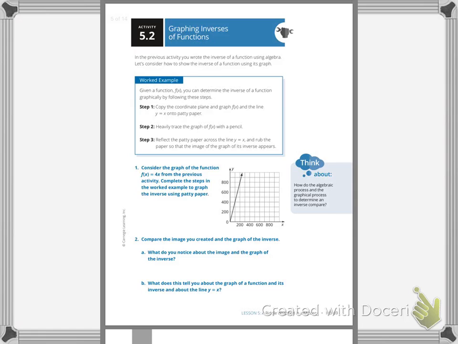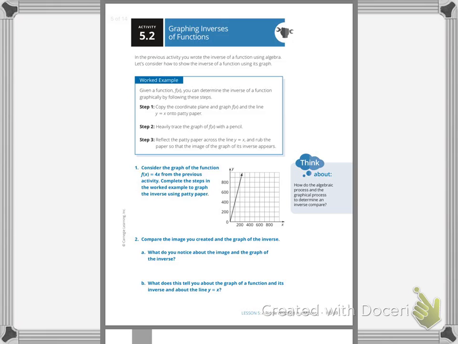All right, in the previous activity, you wrote the inverse of a function using algebra. Let's consider how to show the inverse of a function using its graph. Given a function f of x, you can determine the inverse of a function graphically by following these steps. Copy the coordinate plane and graph f of x and the line y equals x onto patty paper. Heavily trace the graph of f of x with a pencil, reflect the patty paper across the line y equals x, and rub the paper so that the image of the graph of the inverse appears.